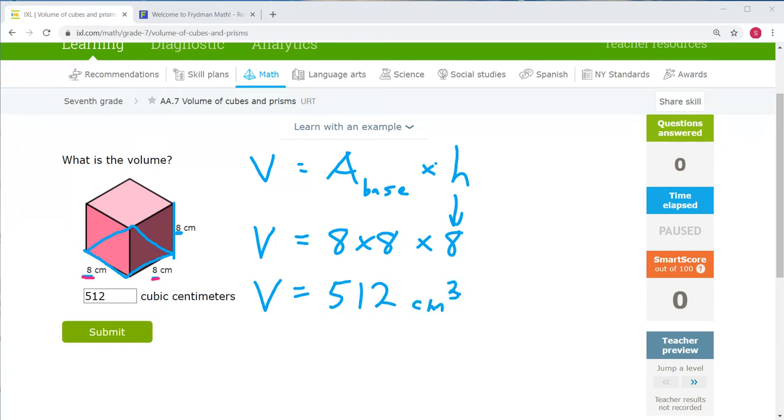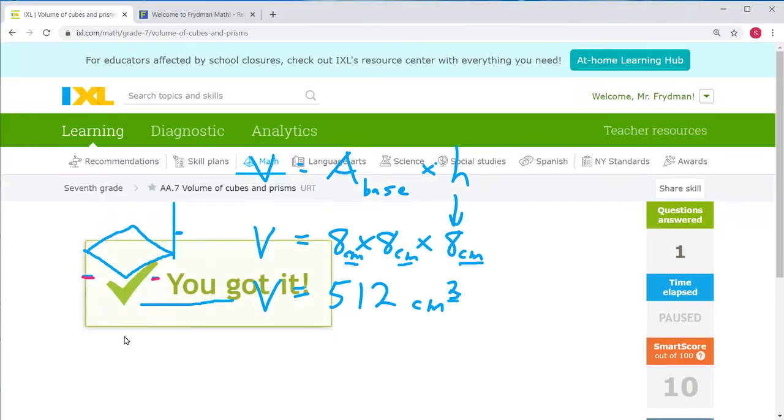So remember, even though I didn't write it, this was centimeters, this was centimeters, and this was centimeters. So if we do centimeters times centimeters times centimeters, then we get centimeters to the third power, or centimeters cubed, which is why IXL is writing cubic centimeters over here. Okay, so let's move on now.